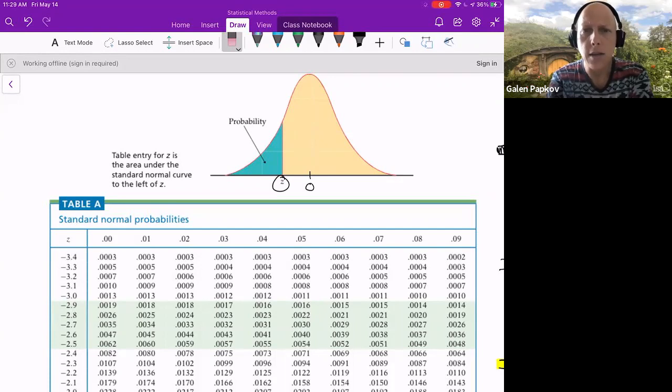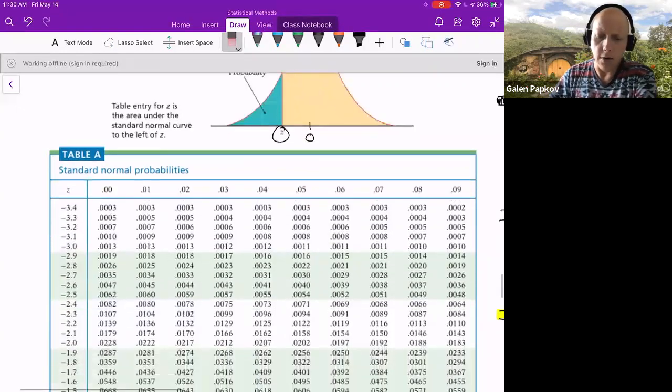And it also tells you that z-scores are on the bottom and that the probabilities in this table are areas to the left of that z-score. So this table gives probabilities, which are areas, underneath the curve. And it only gives it to the left of the desired z-score. All right, so how do you make use of this?